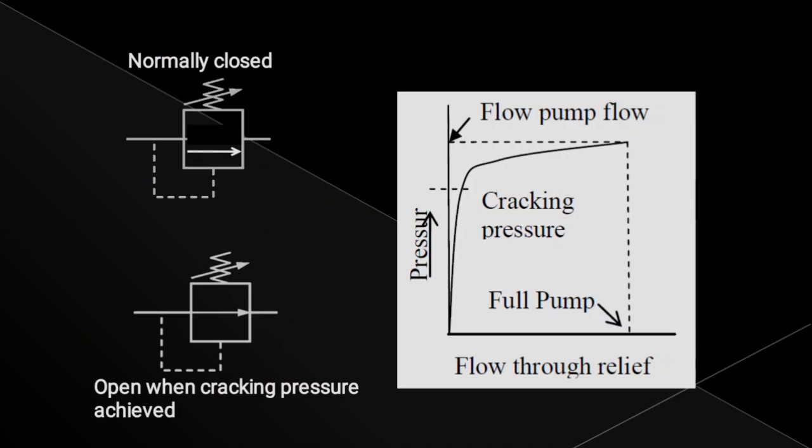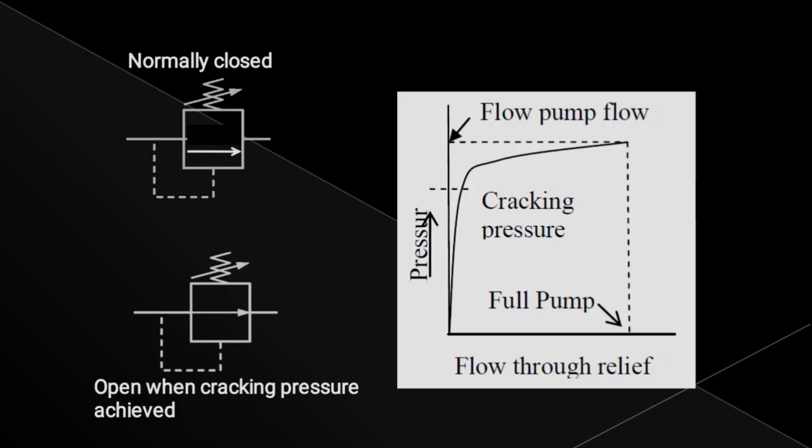So we will see the symbol of this pressure relief valve. You can see the normally closed position. So this is the symbol. It has one square with a line. This is the input line, this is the output line, and this is the arrow which represents that it will move from here to here. So it is the closed position.